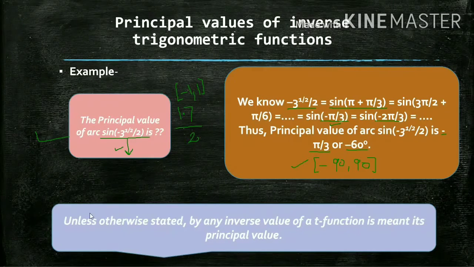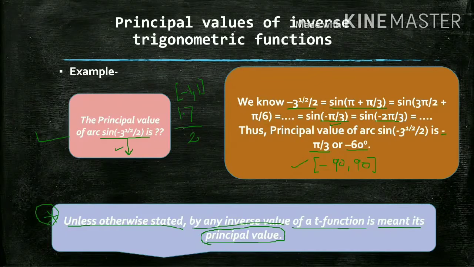Now, an important note that will affect all the results you have learned up to now. Unless otherwise stated, any inverse value of a trigonometric function is meant to be its principal value. Important. That means whenever you have to find the value of an inverse trigonometric function, suppose the sec function is defined in the range greater than or equal to 1, and you have to find sec inverse of 3.